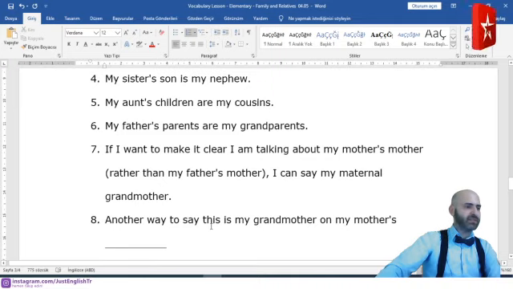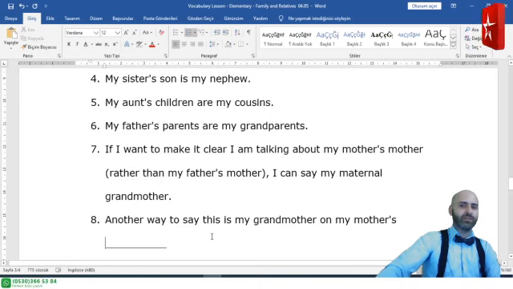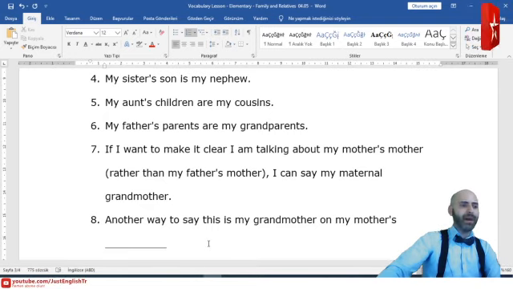I see some comments in Turkish, but I don't speak Turkish, so please can you write in English? I don't understand a lot of Turkish. No, Talha, we are not talking about mother-in-law. We are talking about grandmother, but on my mother's side.